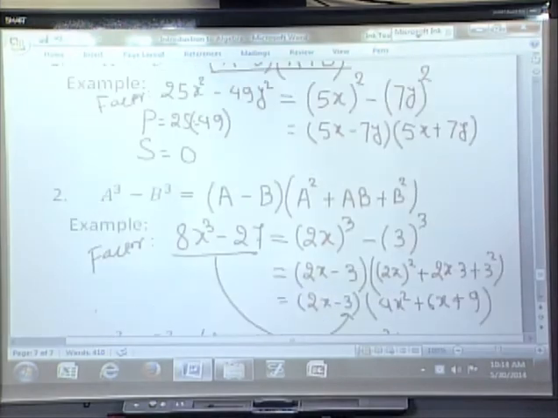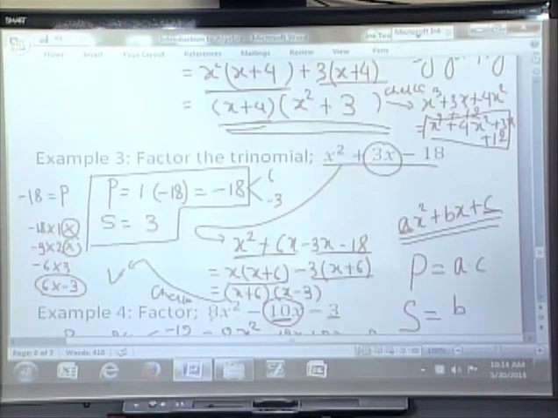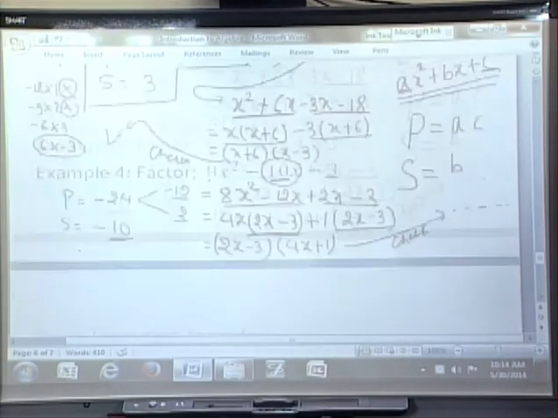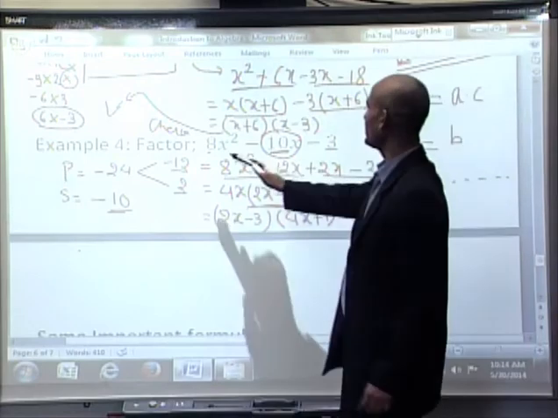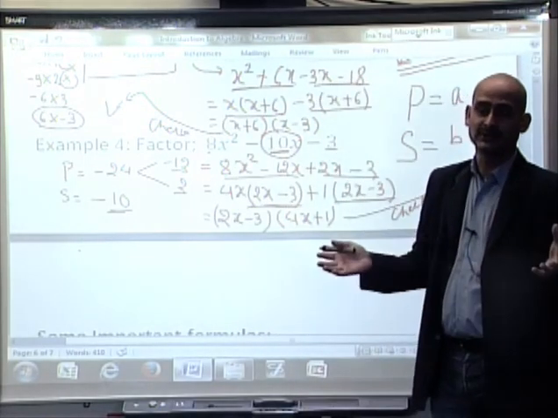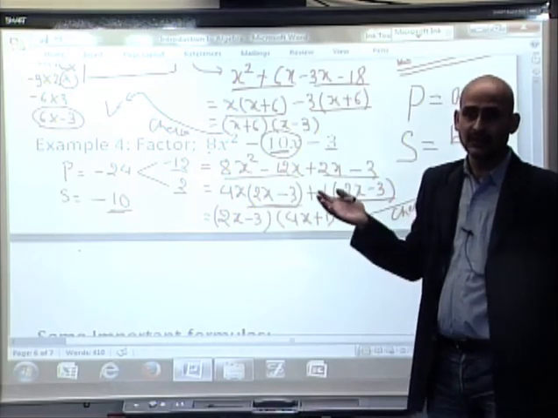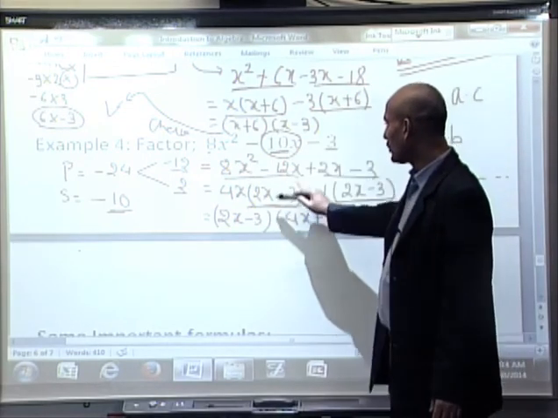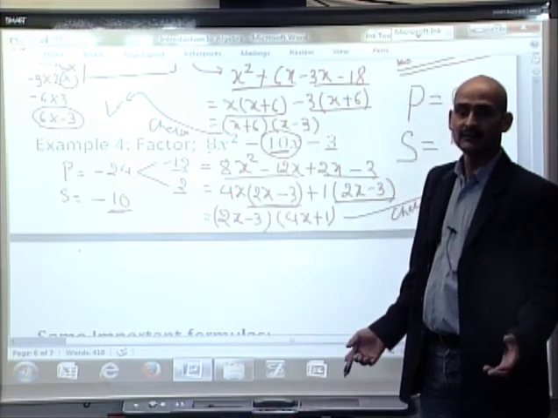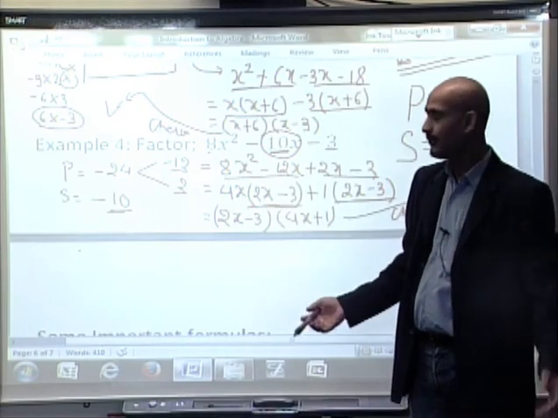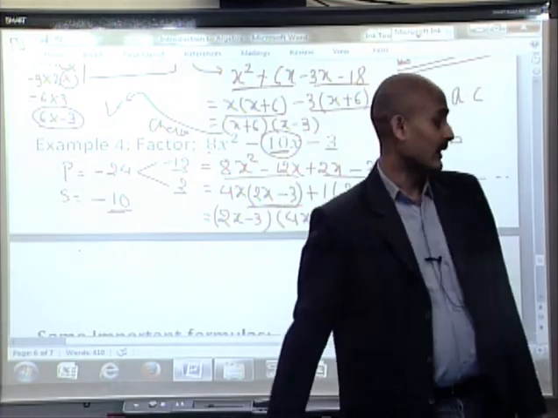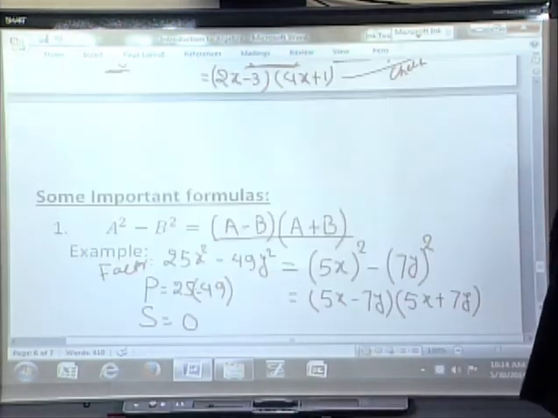By the way, in terms of prime algebraic expressions, in the case of trinomials, the trinomial 8x square minus 10x minus 3 is a composite algebraic expression, and our job was to factor it into prime factors. 2x minus 3 is a prime factor. There is no further factoring possible. 4x plus 1 is another prime factor. No further factoring is possible.